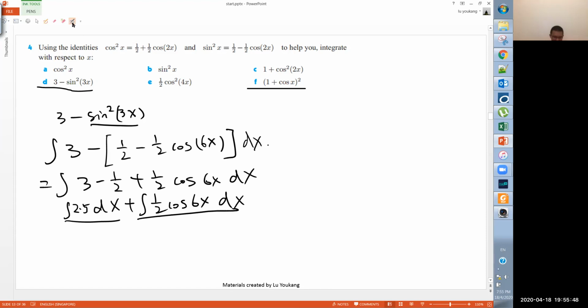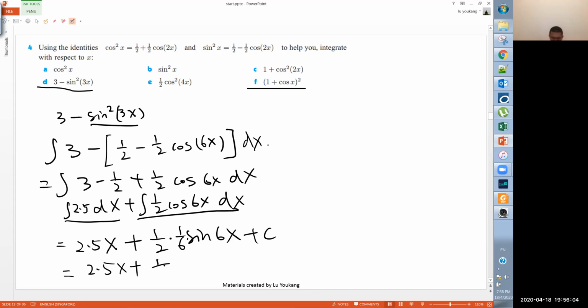So for this question, you're supposed to get 2.5x. So you take out the half, so you should get this. So you simplified it. That's what you are supposed to get for 4D. Okay, do you get this? Yeah. Okay, good.